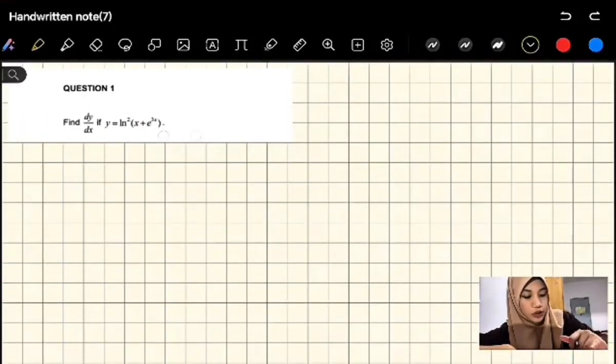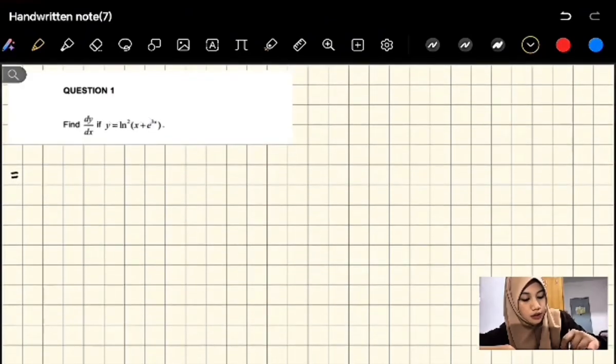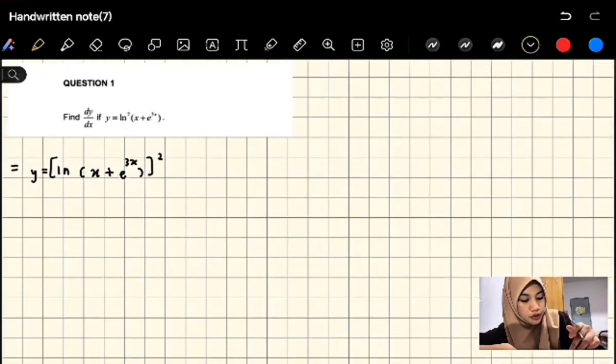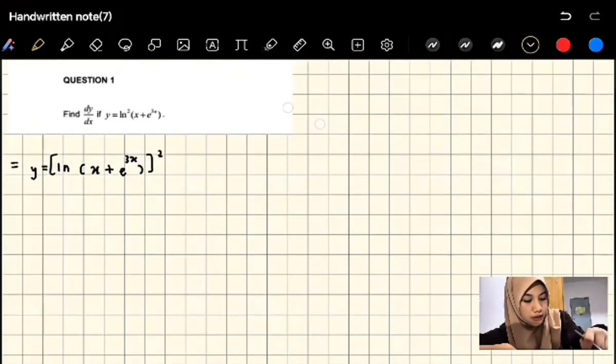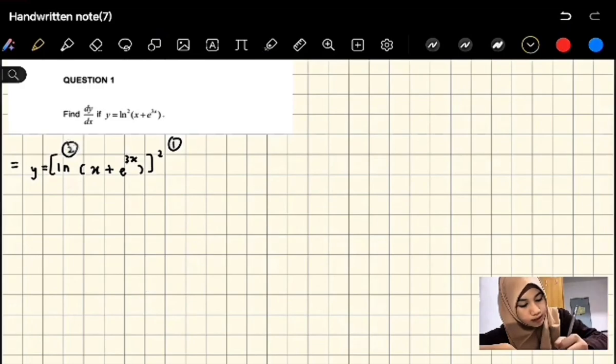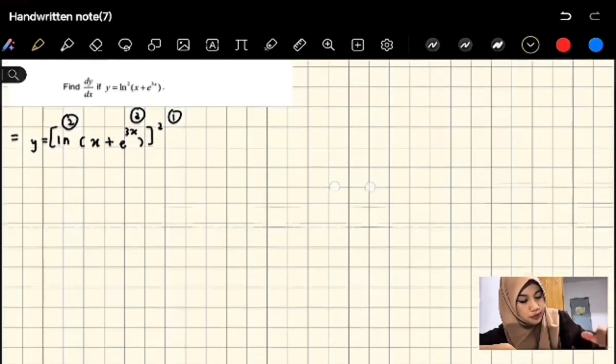Based on question 1, we learned this in chapter 2, the topic of differentiation. First, I'll rewrite the expression by moving the power of 2 into the bracket, like this. Then I'll apply the chain rule to solve this in 3 steps: first, second, and third.